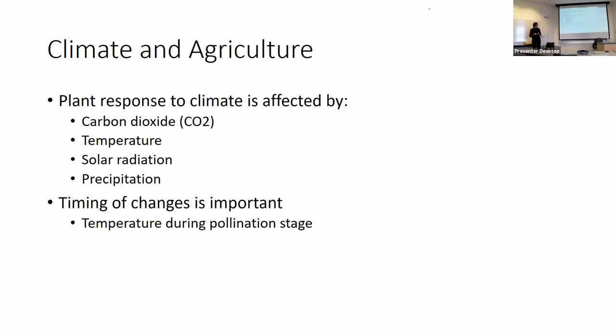But when we're thinking about crops, we should also be thinking about the timing of the changes, and this is where the variability becomes important. You can think about a drought in November, if you're growing corn, it's going to have a very different effect than a drought in May. And in particular, for certain species, certain types of crops, there may be just a few week period when the temperature is really important.